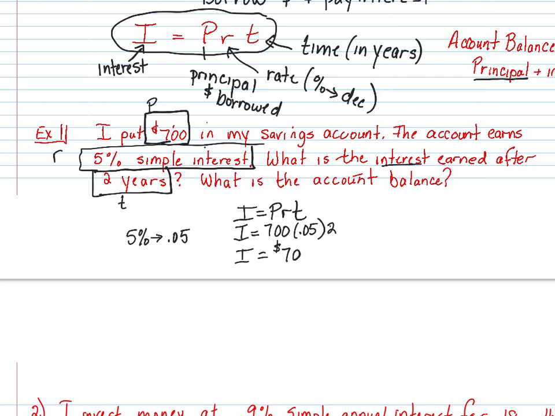And I get the answer of $70. So that's the amount of interest. But now it asks, what is the account balance? Meaning, how much is in my account? Well, remember, I started with $700. It earned interest, so I made $70. So the account balance is $770.